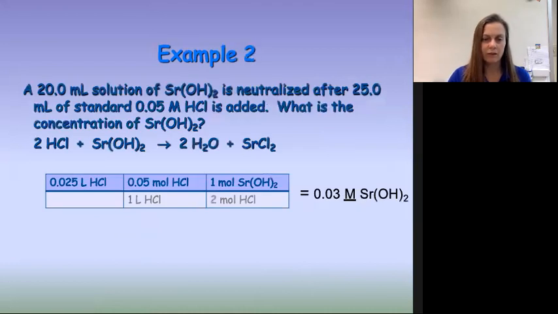And if we want to find concentration, we actually need to divide those moles by 20 milliliters. So 0.03 moles divided by 0.02 liters is going to give us 1.5 molar. That doesn't seem right. I'm going to have to go back and check my math again. I think I might have already divided by the 50. So we'll go over that one in class.